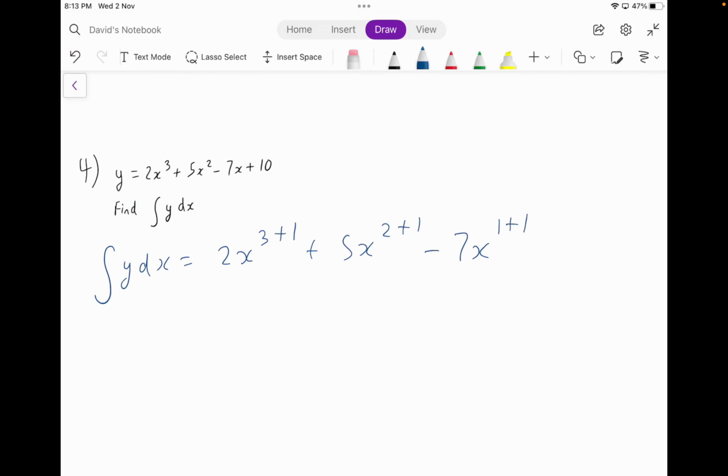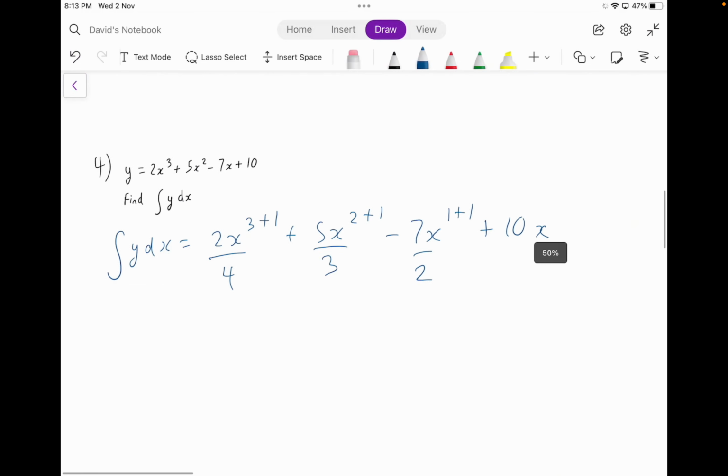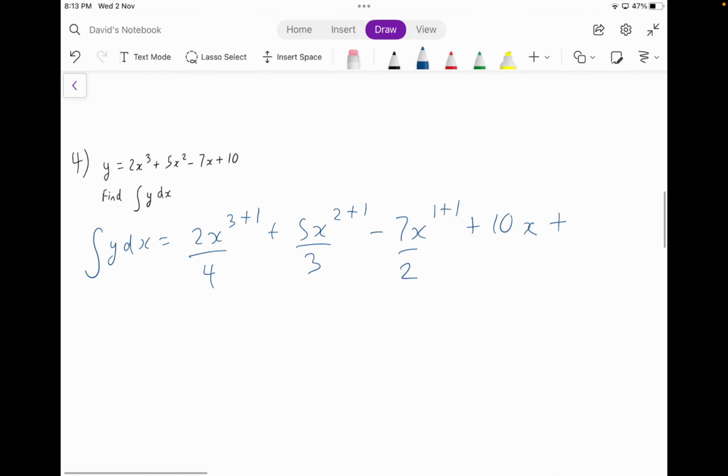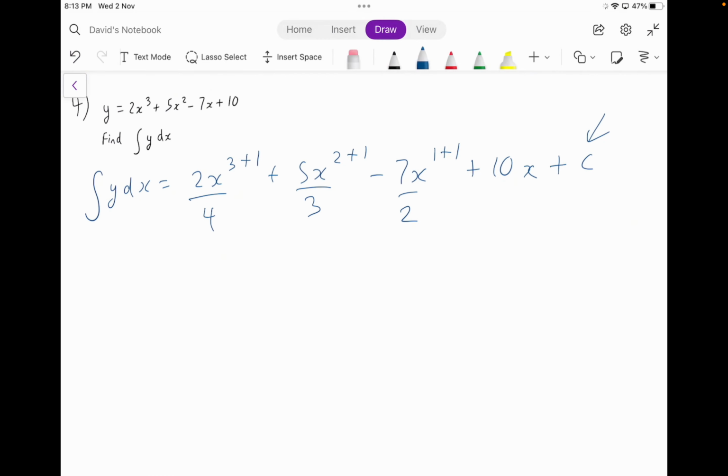And 10, since these are constants, right? These are just numbers. You're just going to add x there. And you're going to divide this by the new power, 3 plus 1, that is 4. Divided by 3, divided by 2. And 10x just remains the same. And you're going to add a positive c there, since that positive c represents the constant of integration. That's so critical when dealing with this type of question.